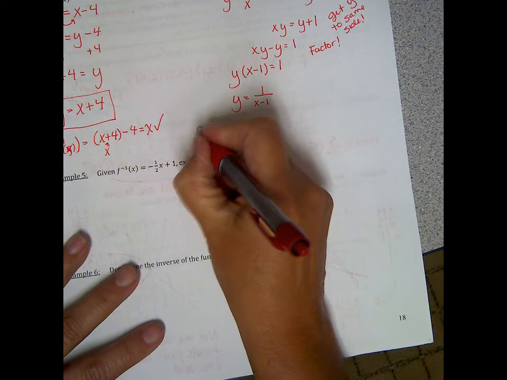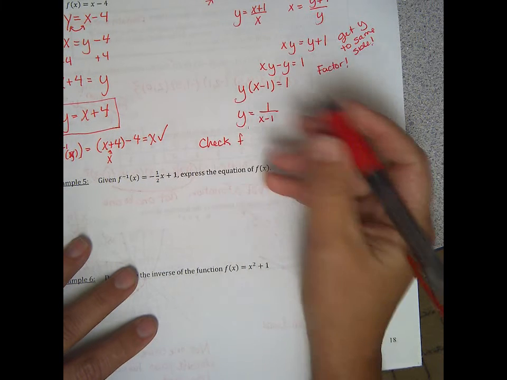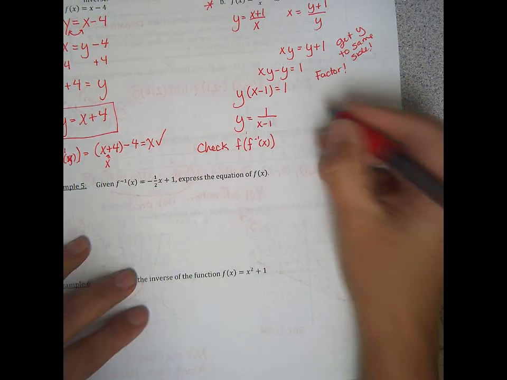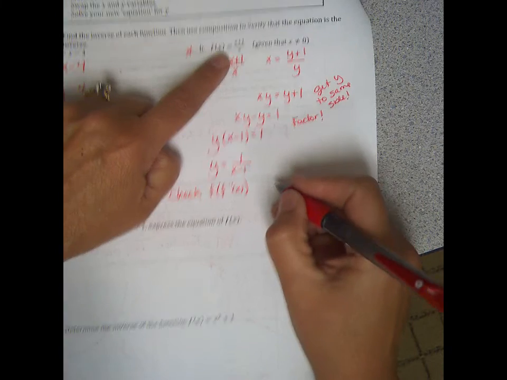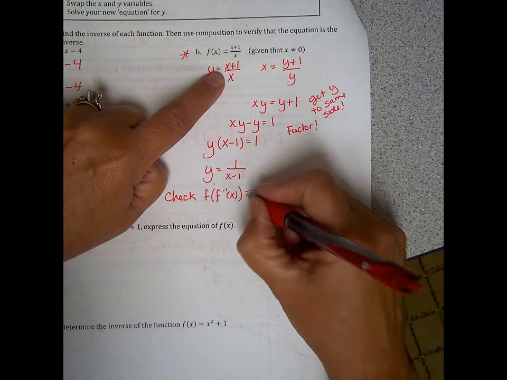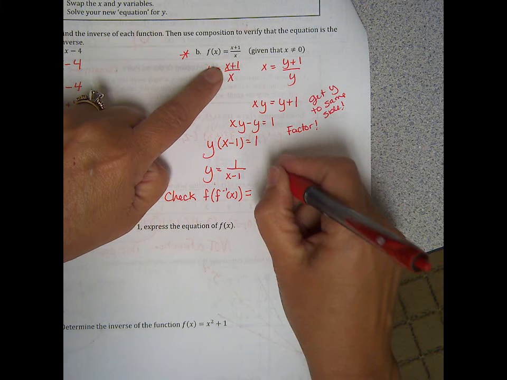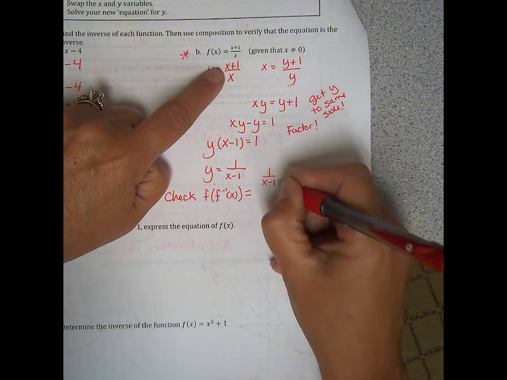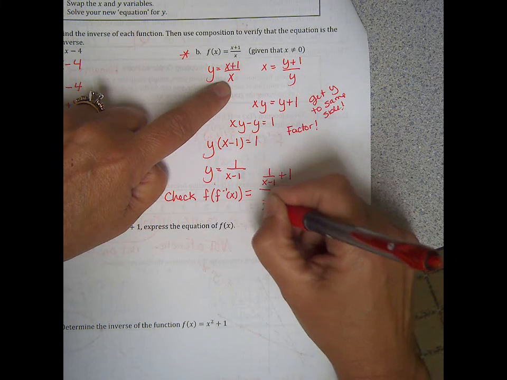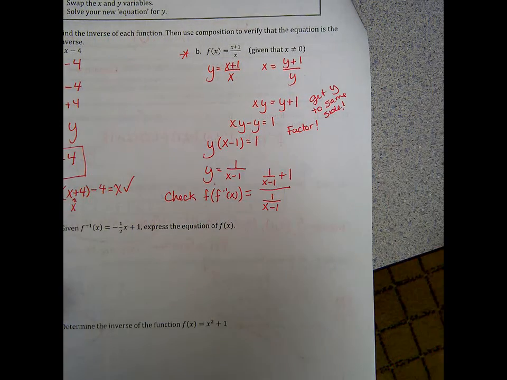So now I'm going to check with the composition of the functions. I'm going to take the first function and I'm going to plug in the inverse where x was, everywhere x was. So again, this one's tricky. So this was my original function right here. So where x was, I'm going to plug in the inverse. So I have 1 over x minus 1 is where x was, plus 1 over 1 over x minus 1. Ooh, and this is supposed to come out to be just plain x.